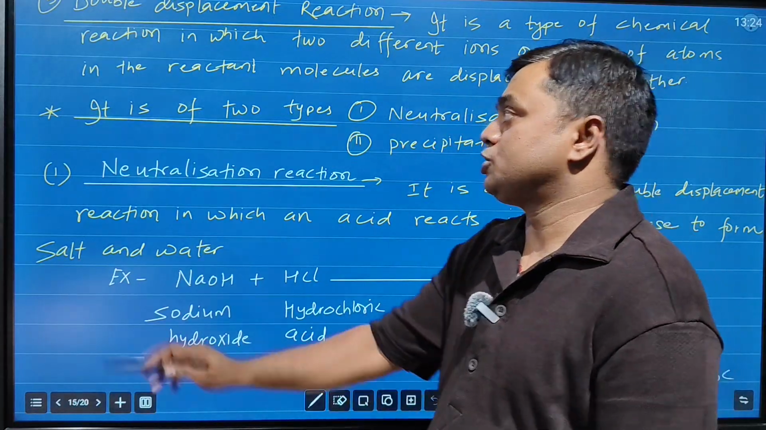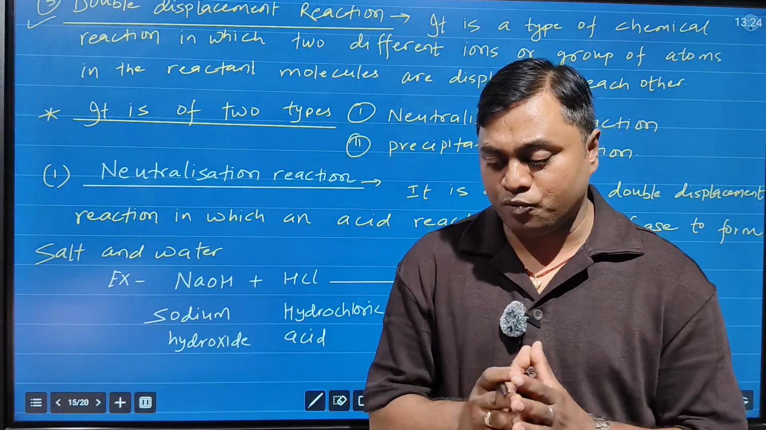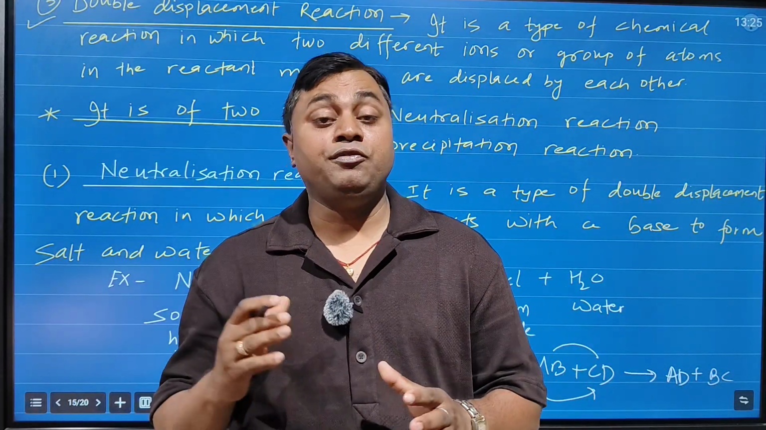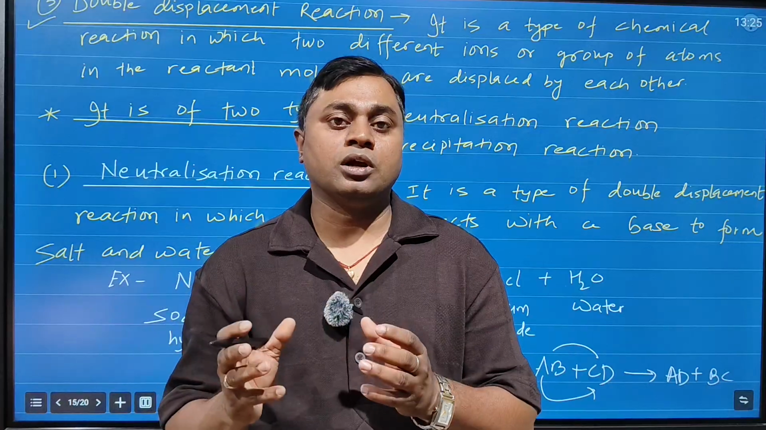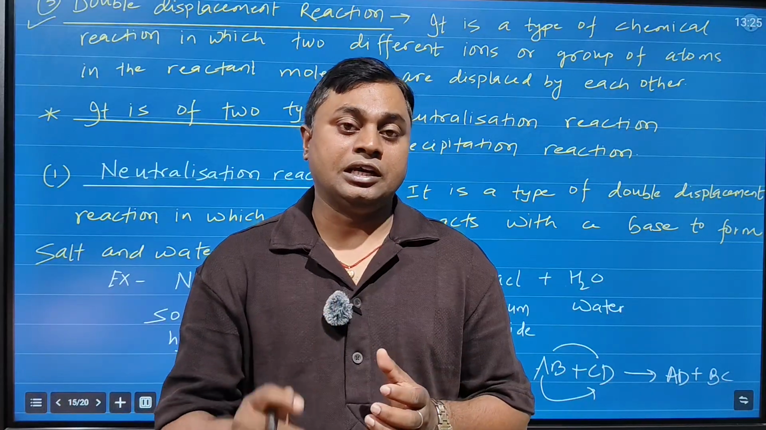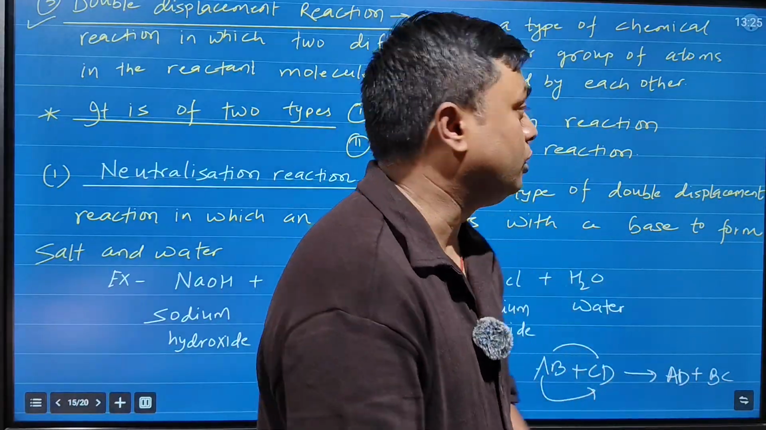Now we talk about a double displacement reaction. What happens in a double displacement reaction? It is a type of chemical reaction in which mutual exchange of ions takes place. Generally, two compounds combine and give two new compounds in the double displacement reaction. So let's see the definition.